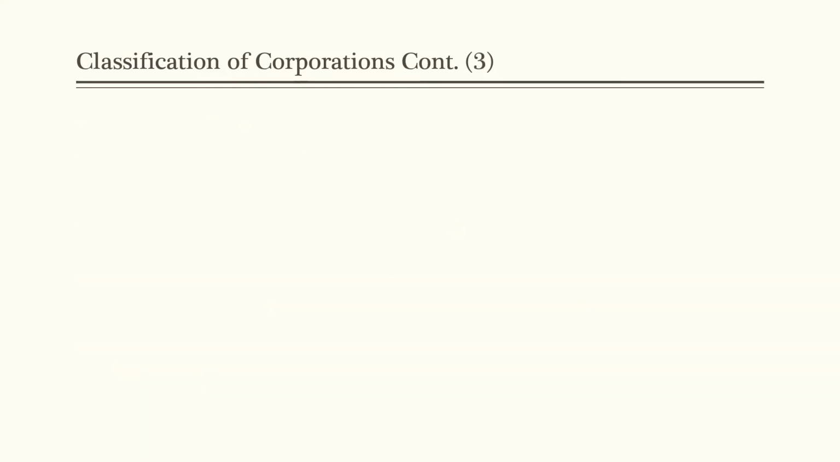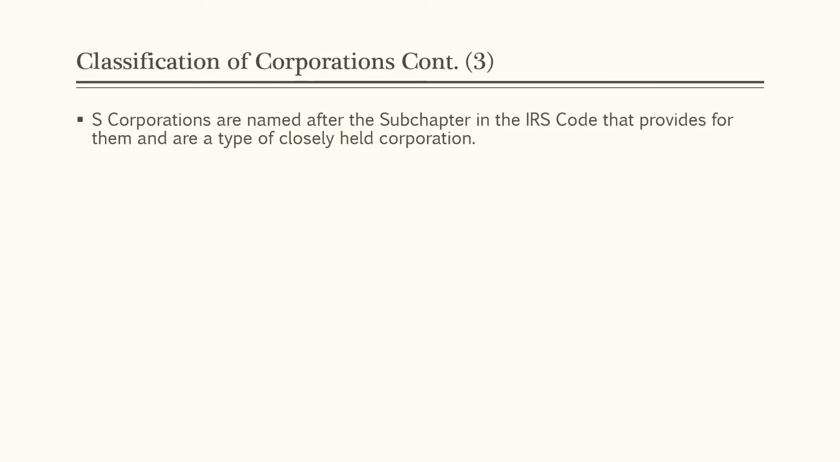Next, we will revisit S corporations. S corporations are named after the subchapter in the IRS code that provides for them and are a type of closely held corporation. We discussed the formation of S corps in Chapter 21. S corps must be formed in a state as a domestic corporation and then elect S corp status with the IRS. S corps cannot have more than 100 shareholders and can only issue one class of shares. No shareholder can be a non-resident alien, and only individuals, trusts, and in certain circumstances, corporations can be a shareholder. Partnerships cannot be shareholders.